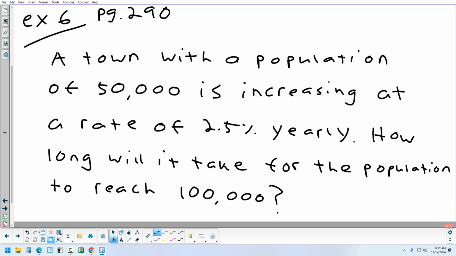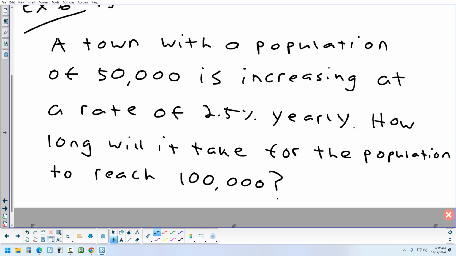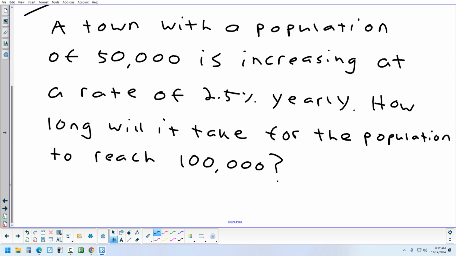Well, regardless if we're going to solve it graphically or algebraically, we need an equation. First thing is to determine, is this exponential growth or decay? Yeah, this is growth. So let's write down the formula for exponential growth. So let's do population as a function of the time that has gone by.